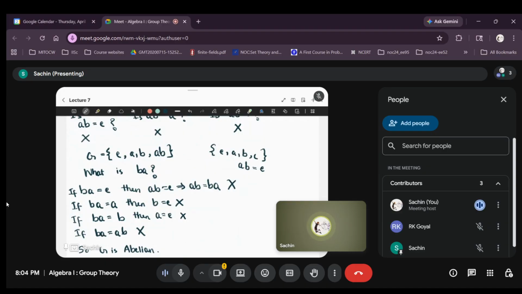Then what you can check is what CB is. If this is equal to E, that would mean that C and B are inverses of each other, which is not possible. An element has a unique inverse, right? And we already said that A and B are inverses of each other. So CB cannot be equal to E.